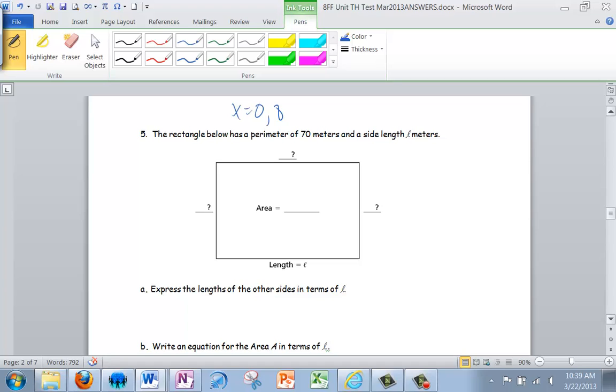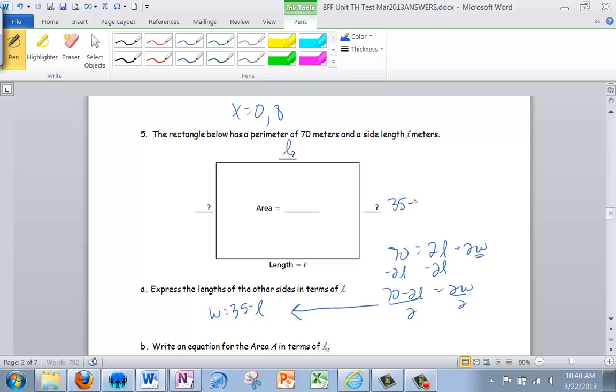Now, number 5 was a problem that we've done several times. It should be in your notebook. Many of you had difficulty with it, and I was concerned because you should have recognized the problem and been able to find a similar problem and be able to do it. The other lengths of the sides in terms of L, so if the length is L, then the width would be 35 minus L. To show the work for that, you start with the perimeter, which is 70. You have 2 lengths and 2 widths. You need to solve for W in terms of L. So subtract 2L from both sides and divide by 2 on both sides, and that should give you that answer.